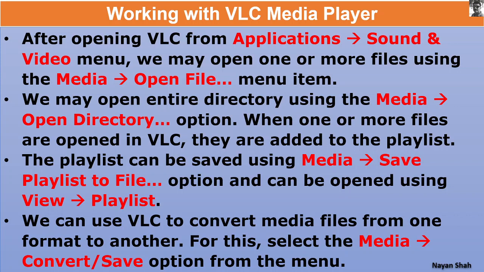We can use VLC to convert media files from one format to another. It is possible to convert a video file from one format to another, and for this we need to select the Media, Convert and Save option from the menu. Remember, this Convert and Save option allows you to do many different things. There are many things you can do using VLC media player, like rotating your video, cropping your video, joining your videos, and changing the format of the video.